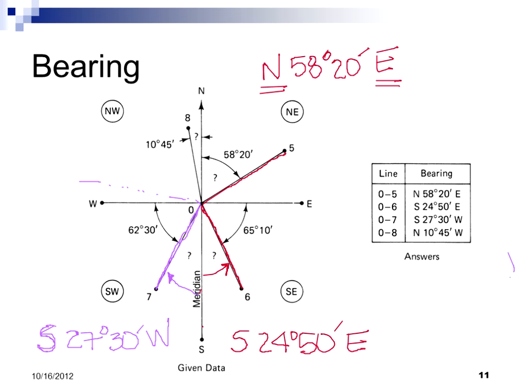Okay, so if we look at our last line here, 0 to 8, what is the bearing of line 0 to 8? Again, we have to start with either north or south. We're starting with north.